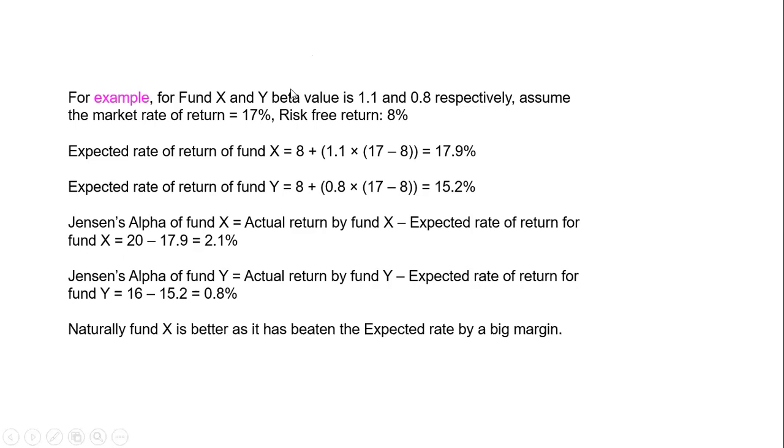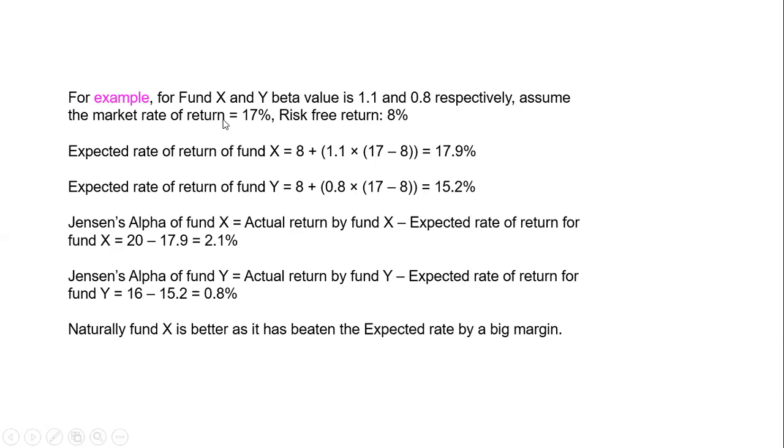What is beta? Beta measures the market risk. Fund X is having beta of 1.1 and mutual fund Y is having beta of 0.8. So this is the risk of market. Sensitivity to changes in market movement for X is 1.1. Sensitivity of mutual fund Y is 0.8. So you can see X is more sensitive, 1.1, and Y is less sensitive, 0.8. Sensitivity to market movements is called the beta value.